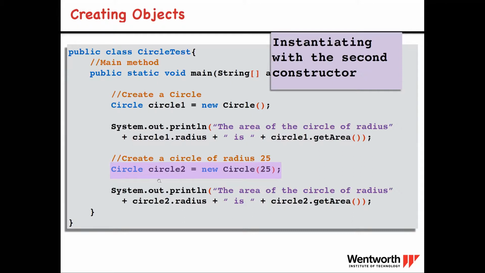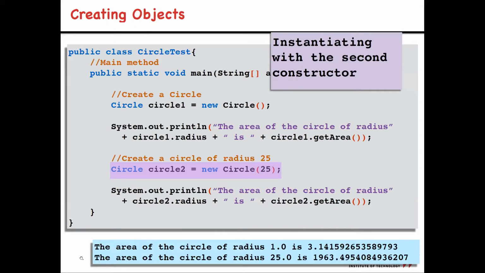Here's the second one. So I'm creating a second circle. So now I have two of them in my code. This one, I'm sending in a value, 25. And so this circle would have a radius of 25, which means when I call circle2.radius, it would give me a different value, and circle2.getArea would give me a different value. So it looks something like this.